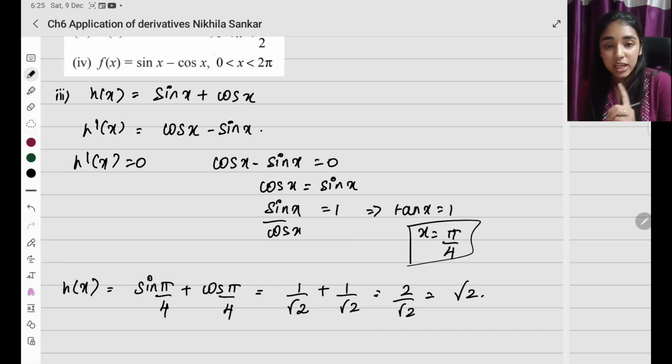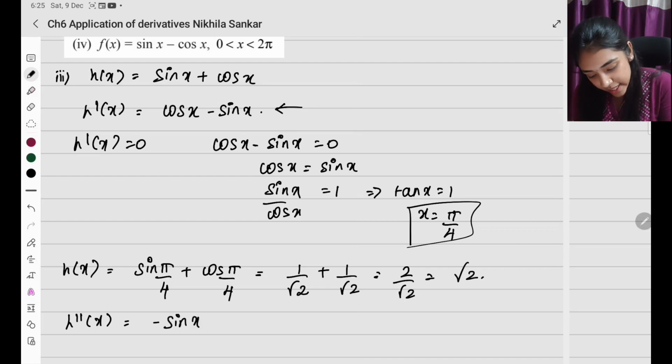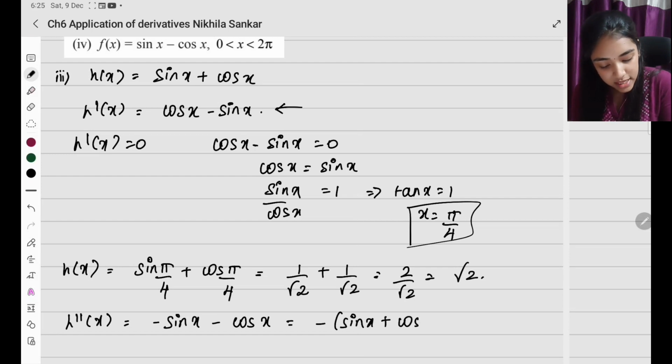To know if it is the maximum value or minimum value, I have to find my second derivative. So, h double dash of x equals, I have h dash of x is going to be cos x minus sin x. So, h double dash is going to be minus sin x, and the derivative of cos x is going to be minus sin x. So, this is going to be minus of sin x plus cos x.